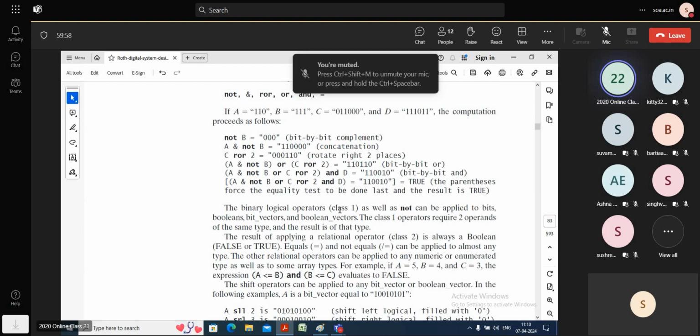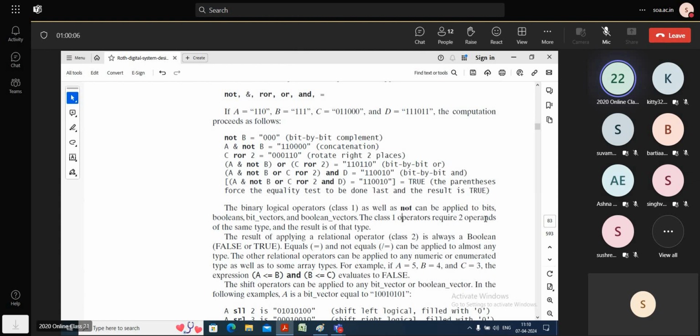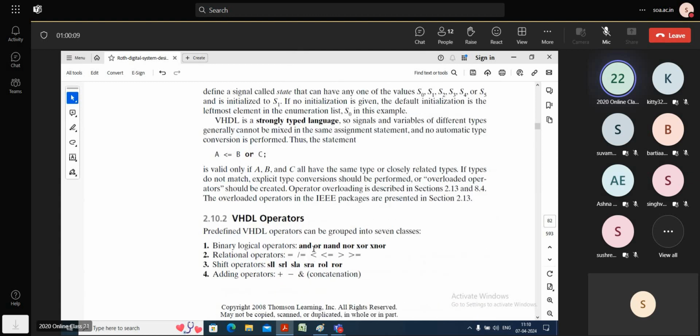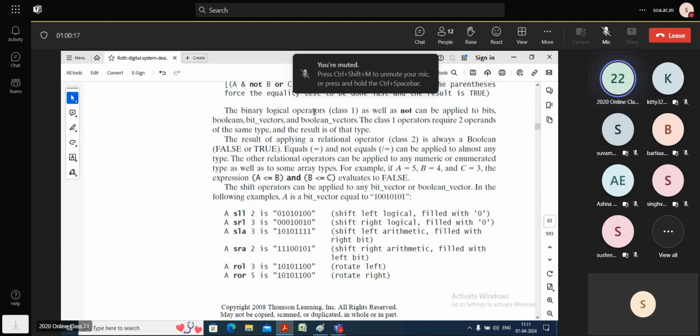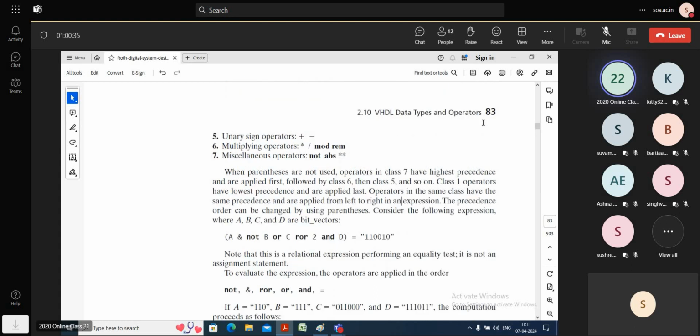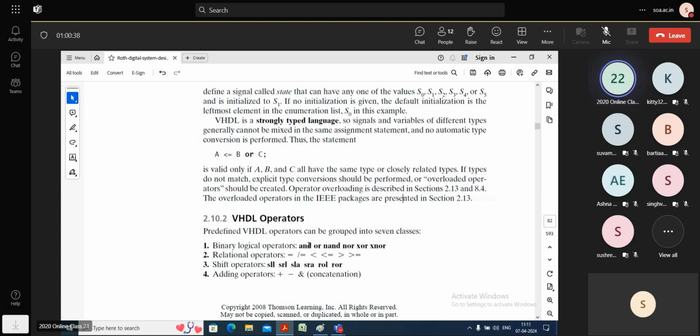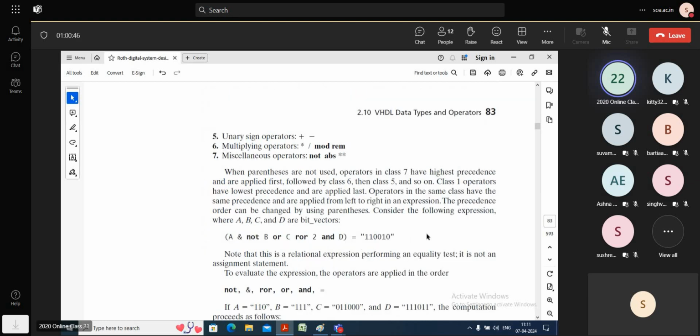The binary logical operators class 1 as well as NOT can be applied to bits. The binary logical operators class 1 are AND, OR, NAND, NOR, XOR and XNOR. All these, as well as NOT, can be applied to bits, booleans, bit vectors and boolean vectors. The class 1 operators require two operands of the same type, and the result will also be of the same type.